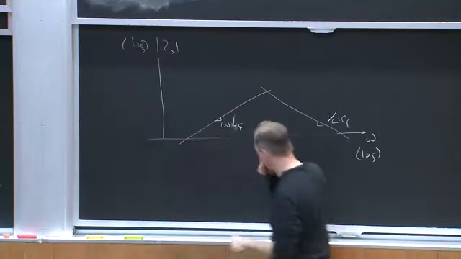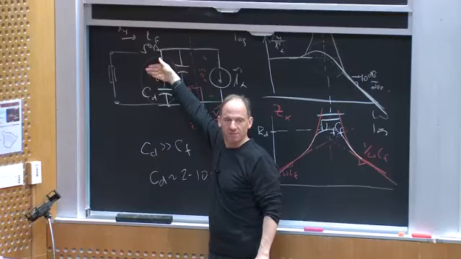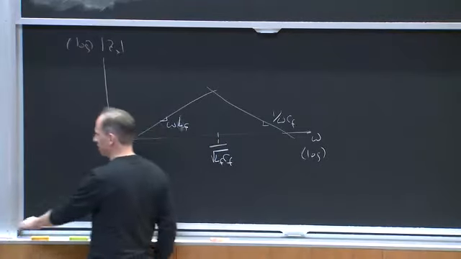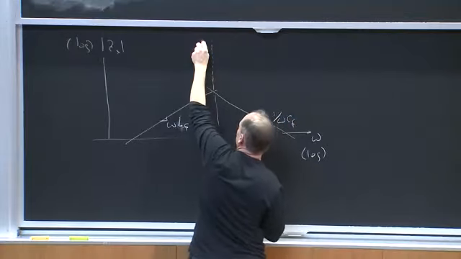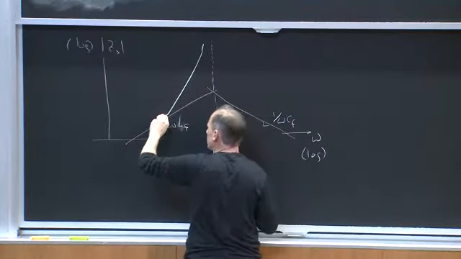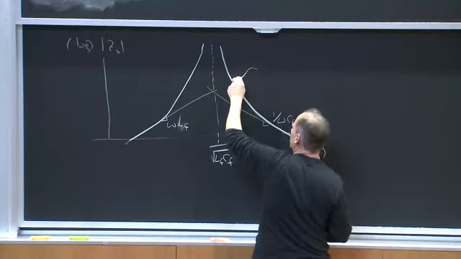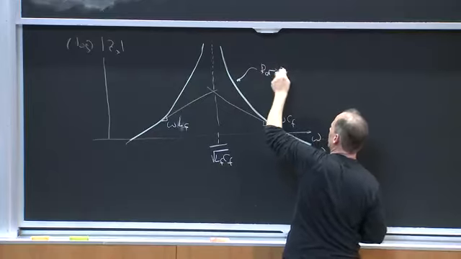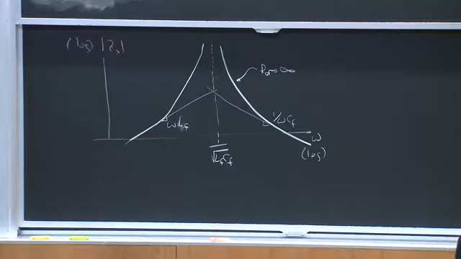Looking back there, if I let RD go to infinity, it's basically like CD is not in the circuit. So as RD goes to infinity, what I'm going to see is something that looks like this. This is just going to do what the undamped system did. So clearly I can't make RD too big, or even putting in the damping doesn't do me any good.